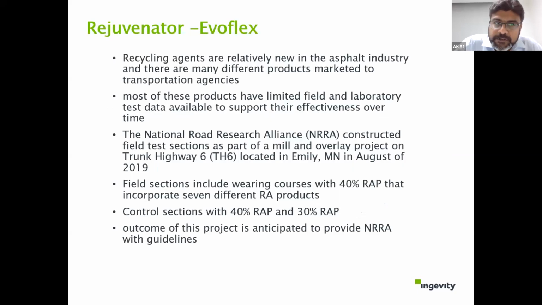And rejuvenators are relatively new in the industry. If you look at it, I see hardly 10-15 years, or maybe 20 years.